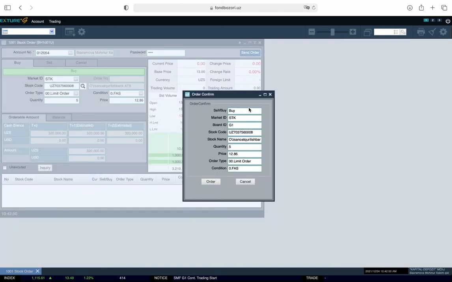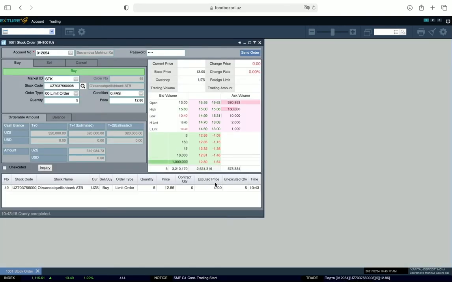I am buying a stock on the G1 platform. Check the stock code and its name, quantity 5, price 12.86 sums, and click on Order. As you can see, my application appeared on the buyer's glass. That means that a seller can now sell me 5 stocks for 12.86 each.